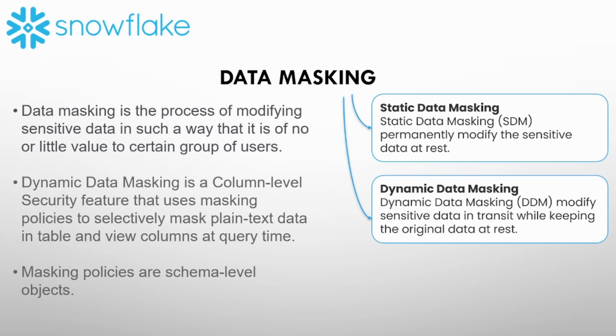Why do we need data masking? Data masking is used to modify sensitive data partially or fully for a certain group of users. It means we should not always show the actual data to all the users. There are places where we need to hide or mask certain data from certain groups of users. In that scenario, we will use data masking.